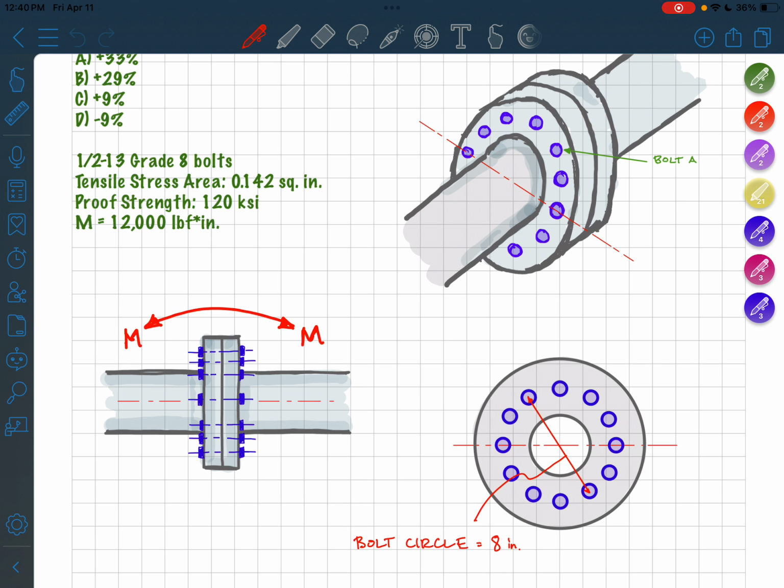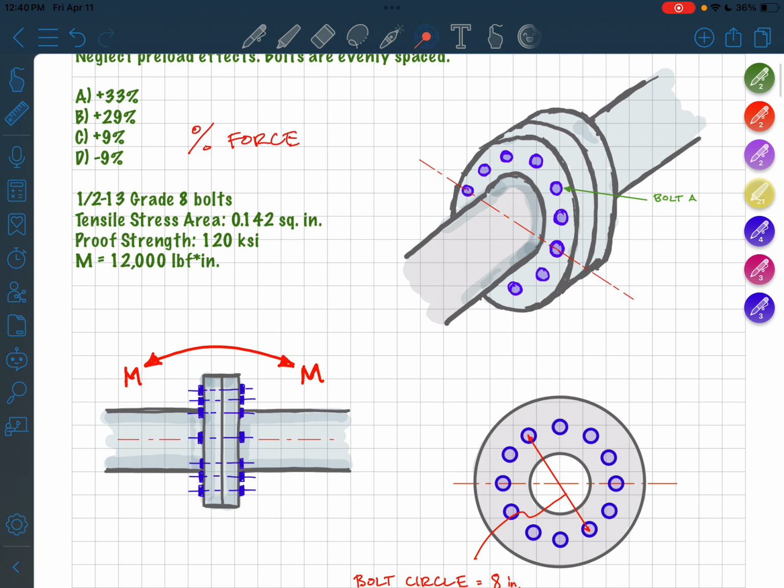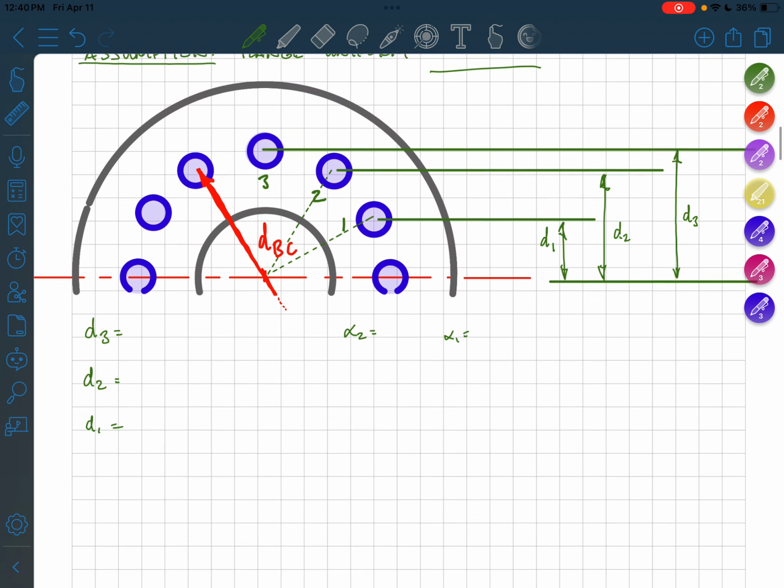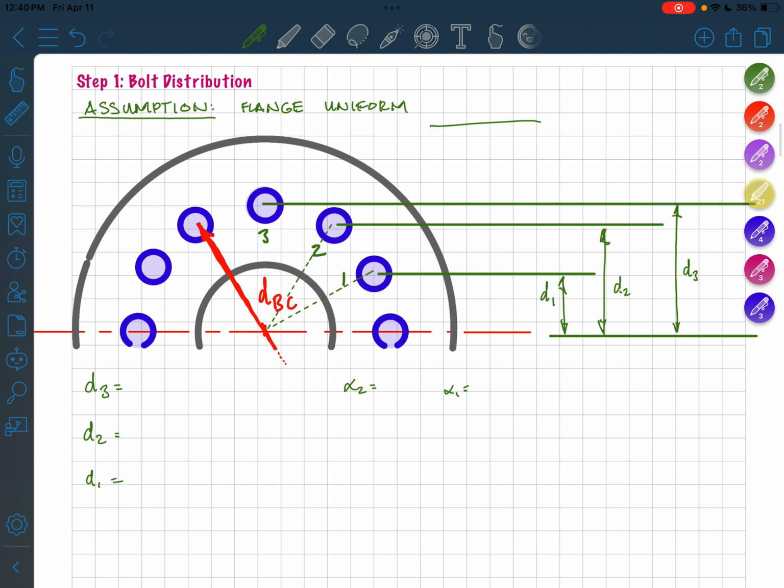I'm going to say we're solving for a percent increase in force, and I can tell from our answer choices we don't have any units. It's going to be percentage. So let's get to it. Step one. Let's look at the bolt distribution.